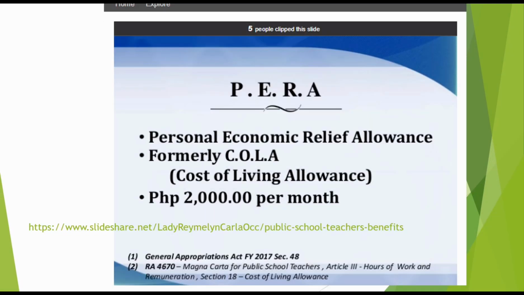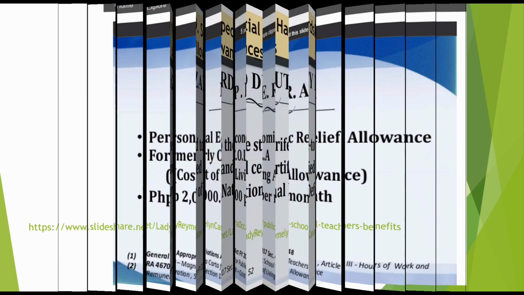Under this, we have what we call PERA. It means personal economic relief allowance, and COLA, which is known as cost of living allowance. Guys, this is automatically added to the monthly salary of the teachers and to all regular permanent government employees. Cost of living allowance is amounting to 2,000 pesos.